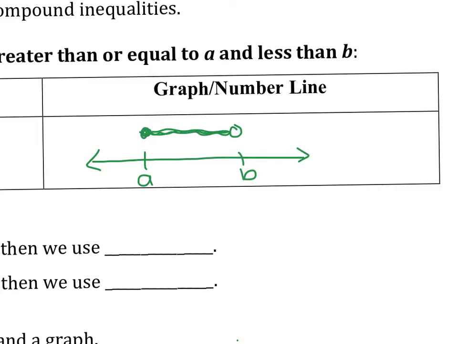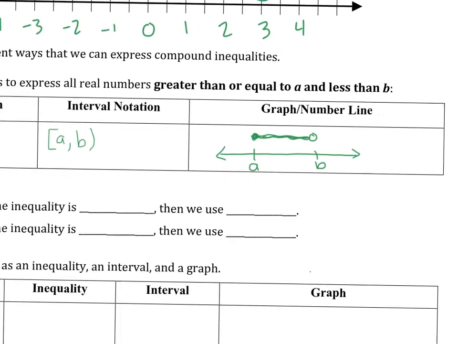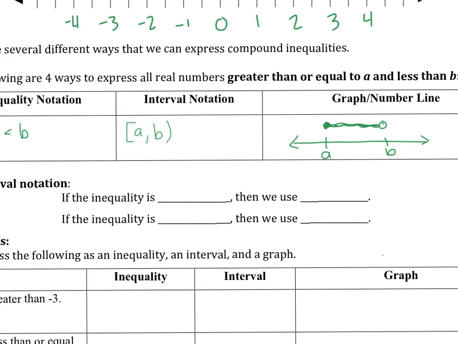So what this means, guys, is that if you see the less than or equal to or greater than or equal to, then we have to use brackets. But if it's just less than or greater than with no equal to, then we have to use parentheses.